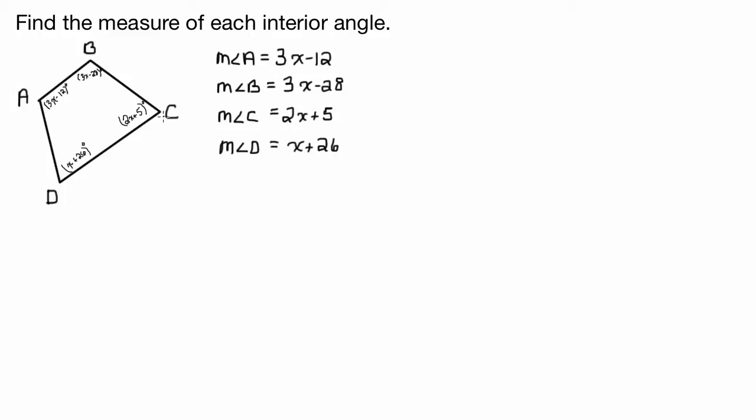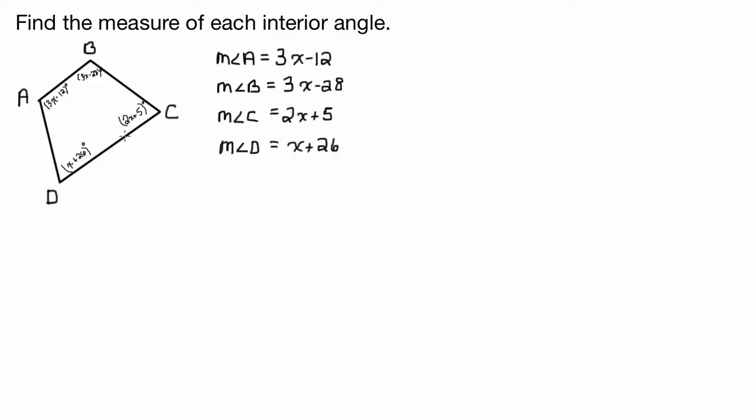The measure of angle A is 3x minus 12 degrees. The measure of angle B is 3x minus 28 degrees. The measure of angle C is 2x plus 5 degrees. And the measure of angle D is x plus 26 degrees. So the question is, if we need to find the measure of each interior angle, how do we do that? Well, we obviously need to solve for x.